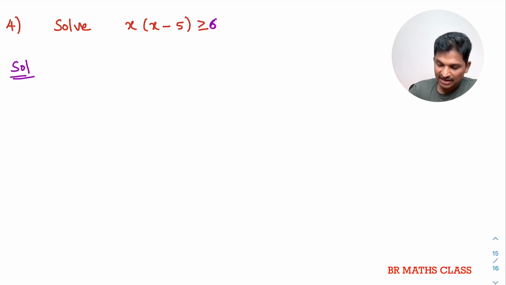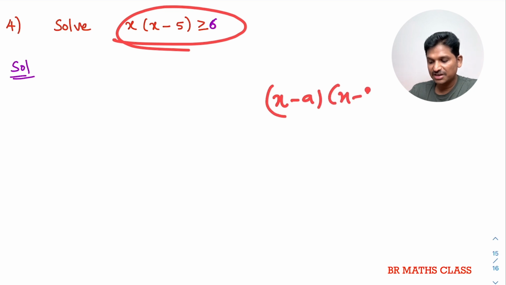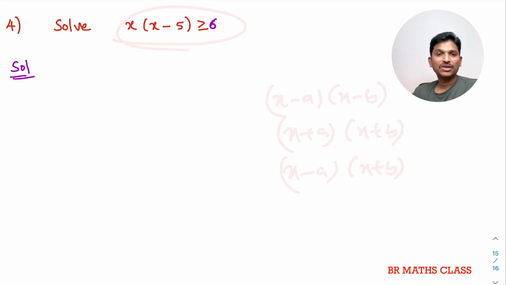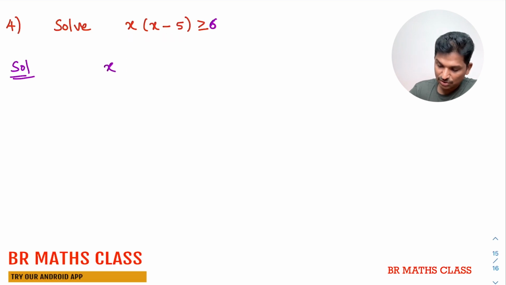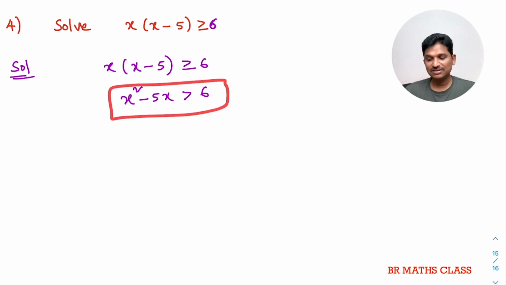Okay, the basic thing is we can convert this into the form of x minus a into x minus b, or x plus a into x plus b, or x minus a into x plus b. Like this we can convert. So what I'll do here is simplify. First, take the given question: x into x minus 5 is greater than or equal to 6. Left hand side, you multiply, what you will get? x square minus 5x is greater than or equal to 6. Now I'll take this 6 to the left hand side.